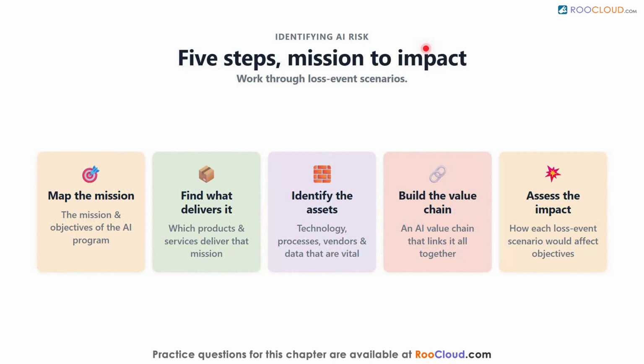Identifying AI risk follows a clear sequence of steps. Map out the mission and objectives of the AI program. Determine which products and services deliver that mission. Identify the assets, like technology, processes, vendors, and data, that are vital to delivering them. Establish an AI value chain that links it all together. And finally, assess the impact AI could have. Working through loss event scenarios this way reveals how each risk would affect your objectives.